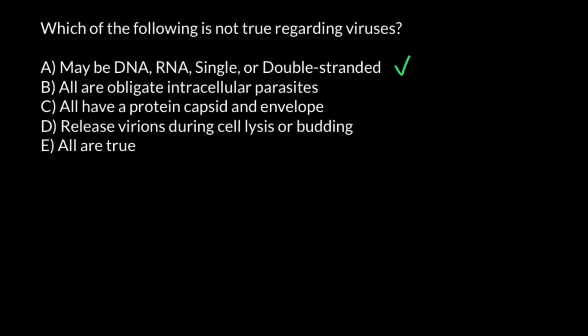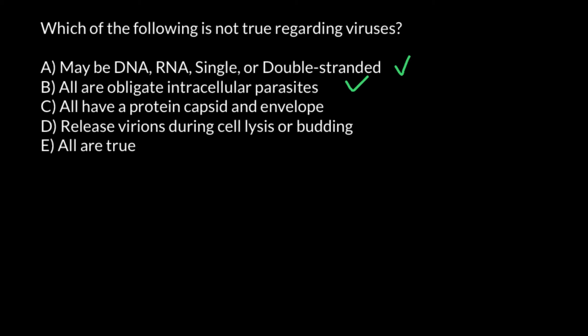Answer B, all are obligate intracellular parasites, and this is also true because viruses cannot multiply outside the cell and don't have any metabolic activity outside the cell. So now we have basically two answers left. Answer C, all have a protein capsid and envelope, and answer D, release virions during cell lysis or budding.